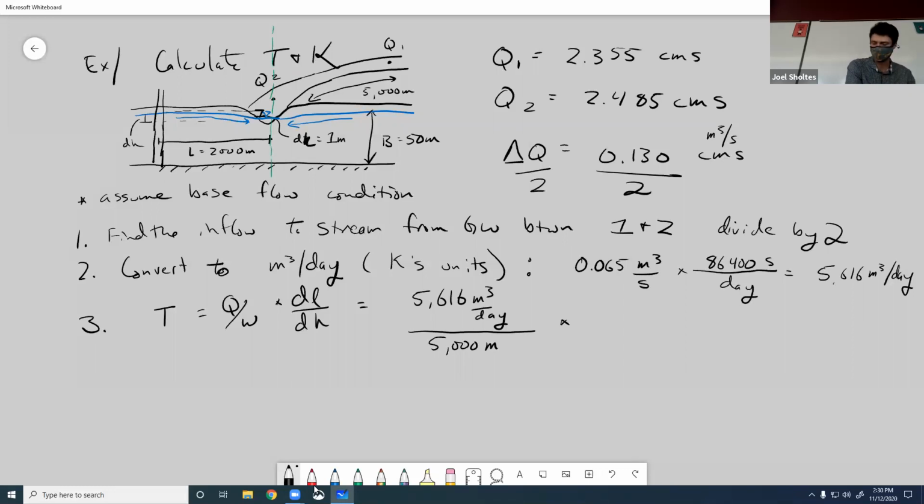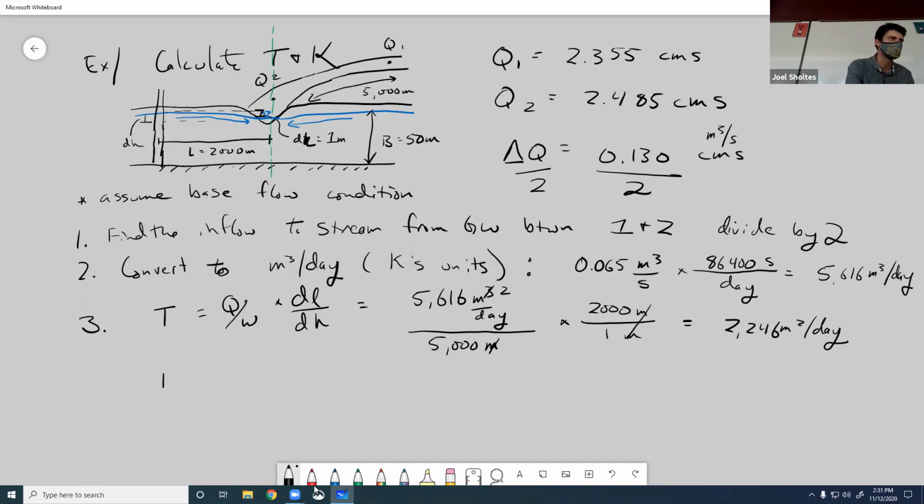And then we'll multiply that by our DL over DH. Our DL was 2,000 meters, and our DH was 1 meter. So we end up with meters squared per day, which is the units, length squared per time, of transmissivity. And if we do that calculation, we get T is equal to 2,246 meters squared per day.